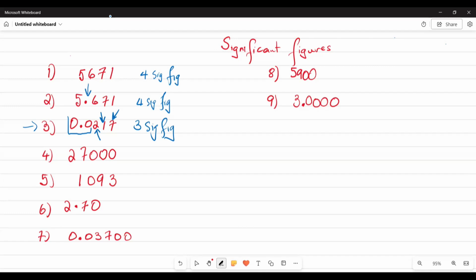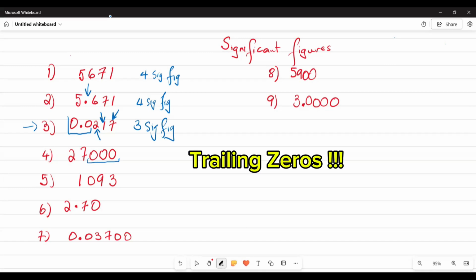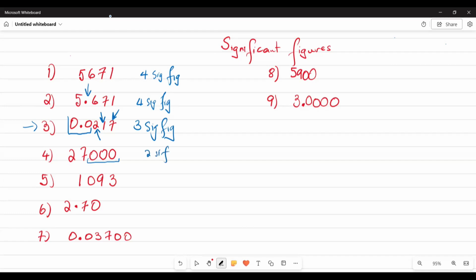We're looking at 27,000. But these zeros are at the back. These are called trailing zeros. They're at the back. We are only looking at 2 significant figures here because trailing zeros are not significant. In other words, the zeros that are at the back are not significant, right? So this is the first significant figure, and this is the second significant figure. These zeros at the back are not. Remember, zeros at the front and zeros at the back are not significant, right?